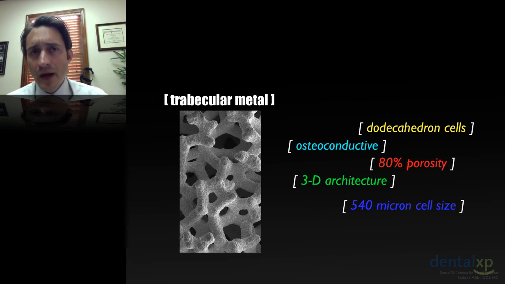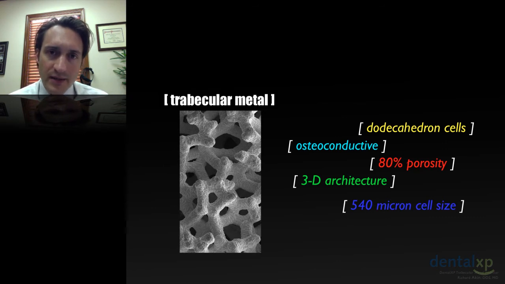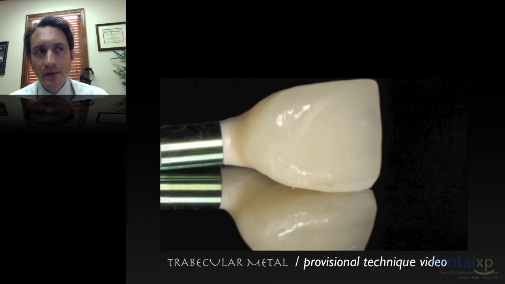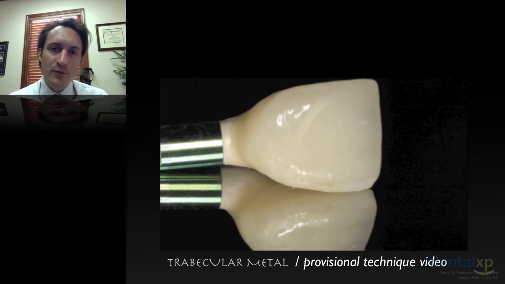I hope that I've been able to show you the application, at least how I've started to apply trabecular metal in my practice. We'll go over a video right now where I will show you the placement of an immediate provisional. This is site number 8, and this video will demonstrate my provisionalization technique. It'll show you the trabecular metal implant and how and where it's placed.